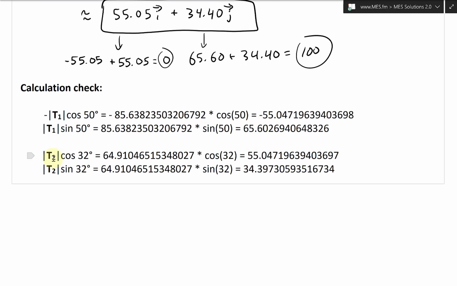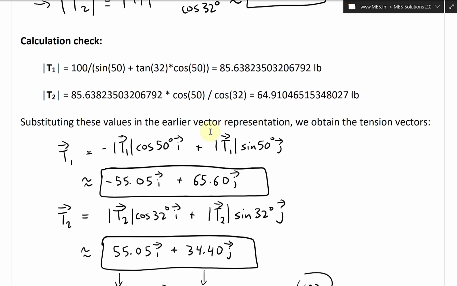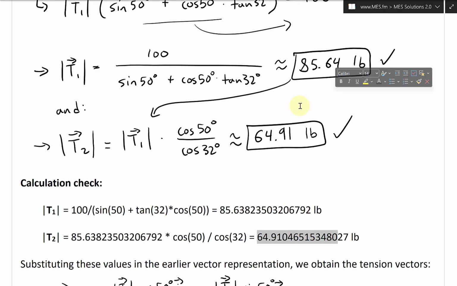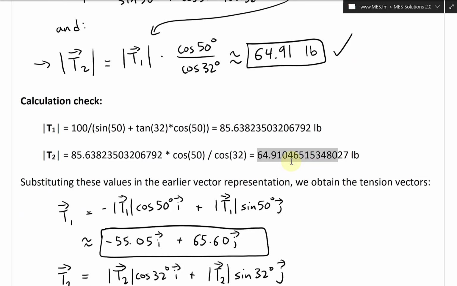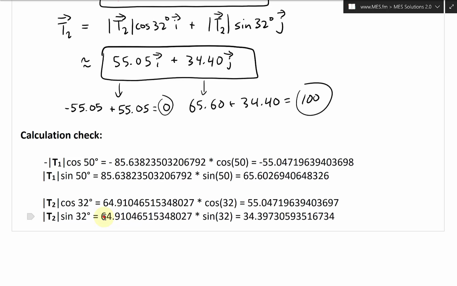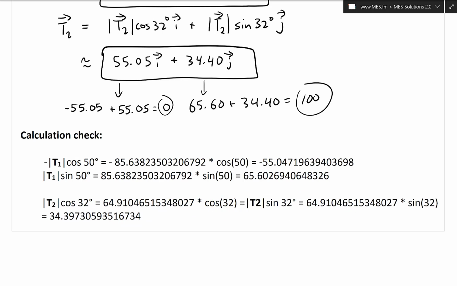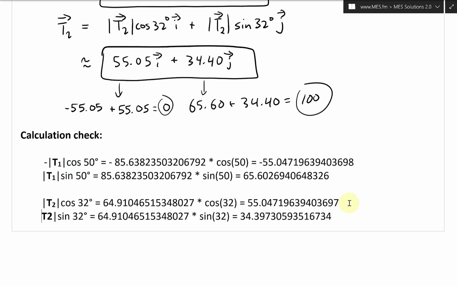Next one is T2 times cosine 32. So that's this T2 right here, and we got 64.910 or 64.91. Use the full decimal places just to make it more accurate. Put that in here, times cosine 32, and we get 55.047, exactly this one actually. Because the calculations were done a bit differently, the last digit here is a 7 and this one is an 8, so an interesting way of computing. Anyways, that's correct, 55.05 when you round it.